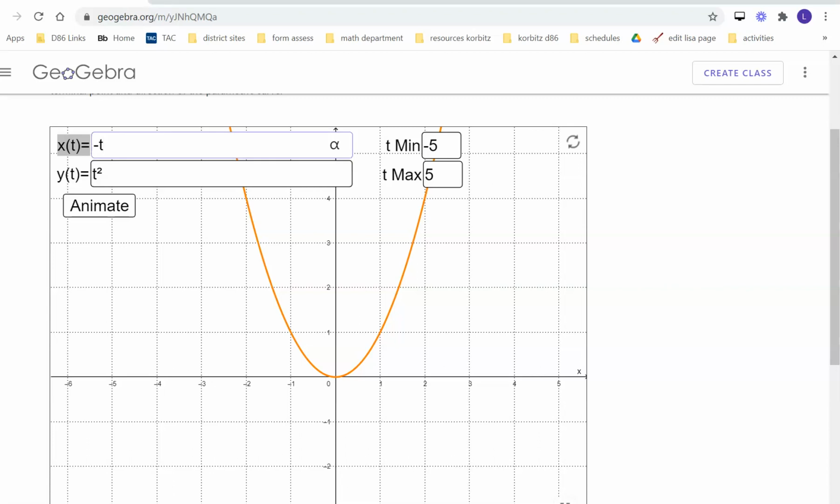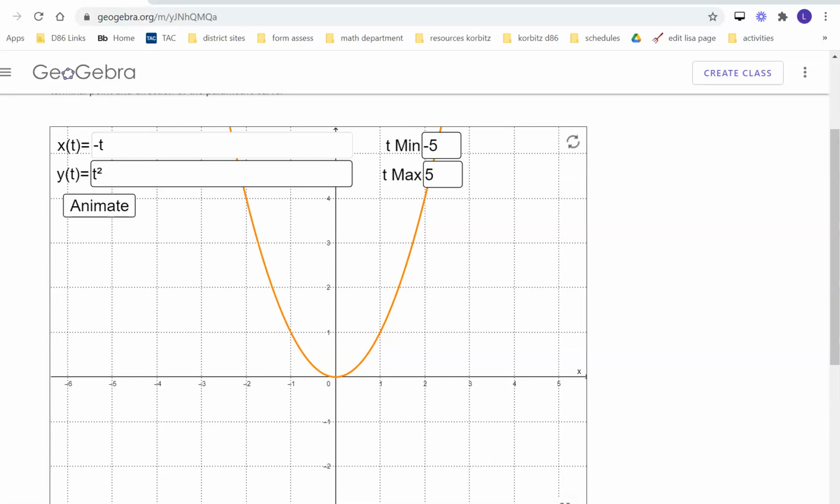Let's see. What would happen if I made that a negative t? Notice it looks the same. Very interesting. Okay, so I put a negative t there, but watch when you animate. Do you see how it graphed differently? I'm not sure why, this must be a glitch with the program here. But notice I have a negative t, and if I hit animate, notice the t is starting at the opposite, so it doesn't start at -5, it would be +5. Here, let's do that one more time. That's kind of interesting.